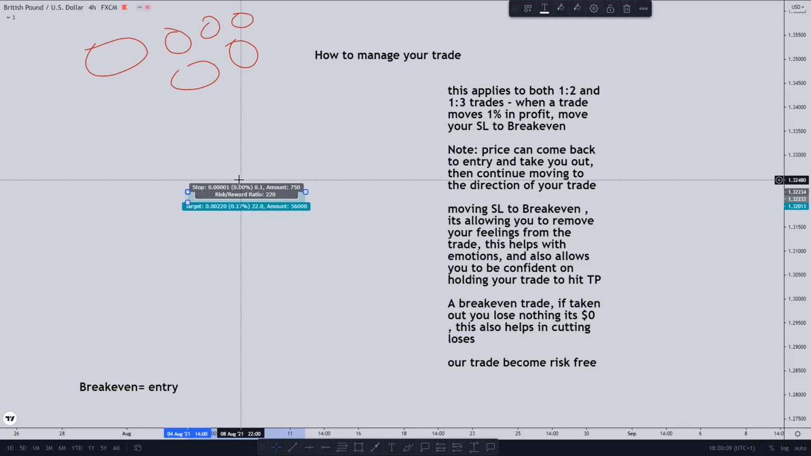Price hasn't moved yet. At least allow the price to move away from your entry, and then you can see that, okay, cool, the amount that I was willing to risk is the amount that I'm currently floating at, and then you move your stop loss to break even, and then your trade becomes risk-free, right? So that's how you manage your trade. Always wait for a trade to move to 1% in profit, move your stop loss to break even, and then let the trade play out.